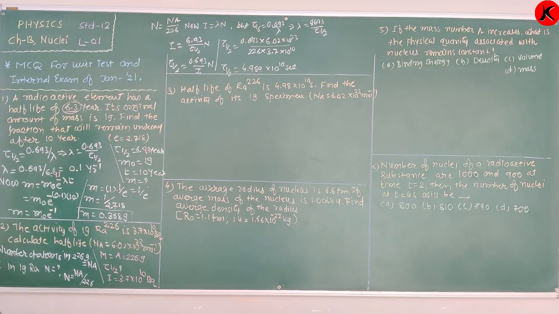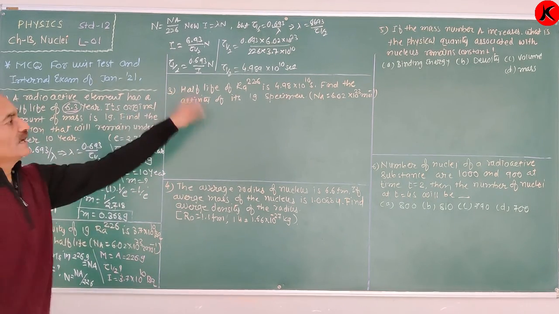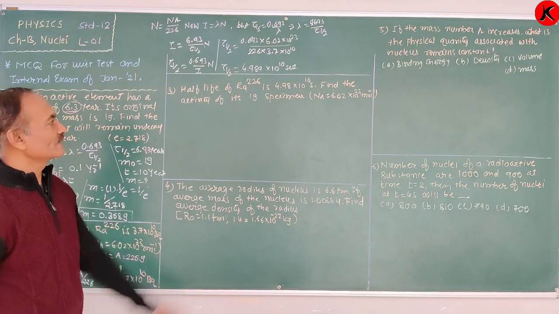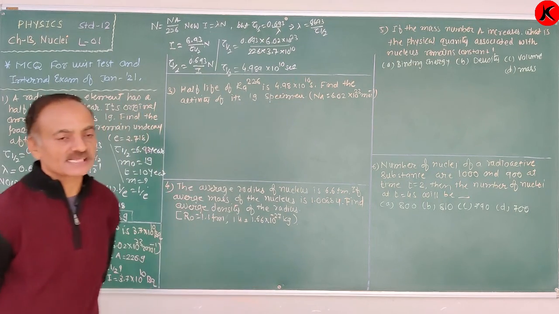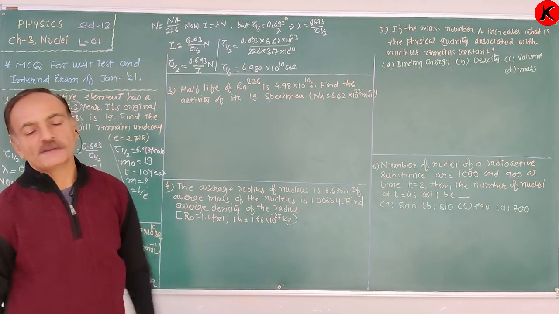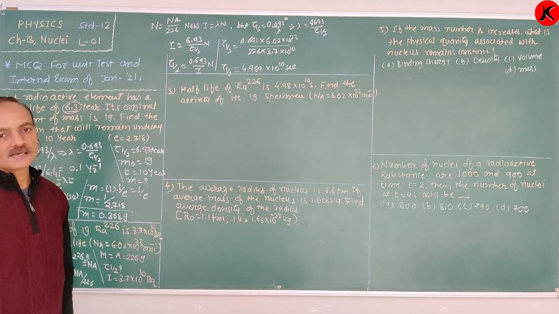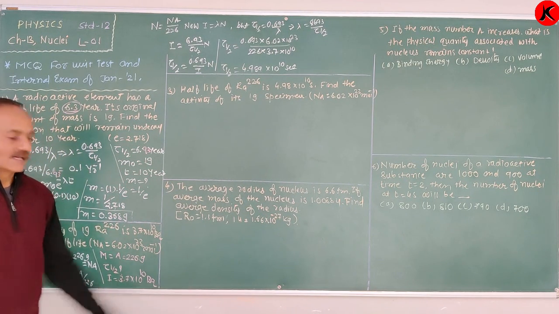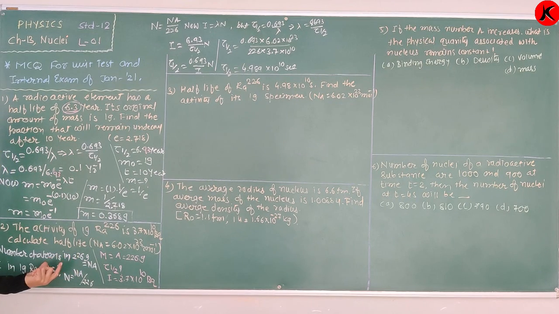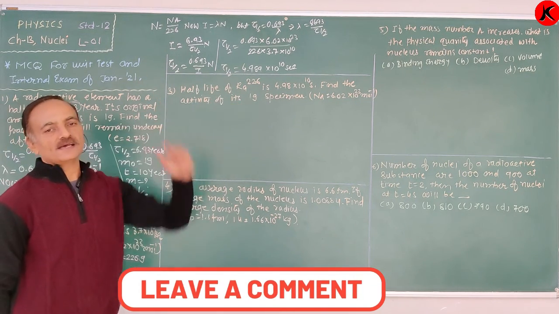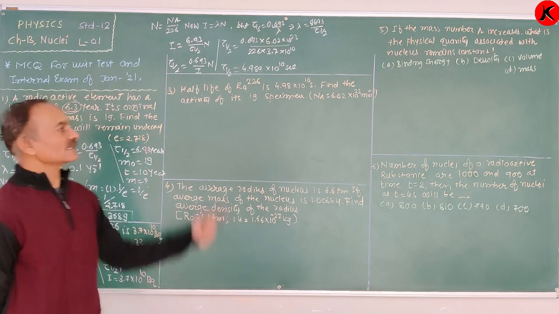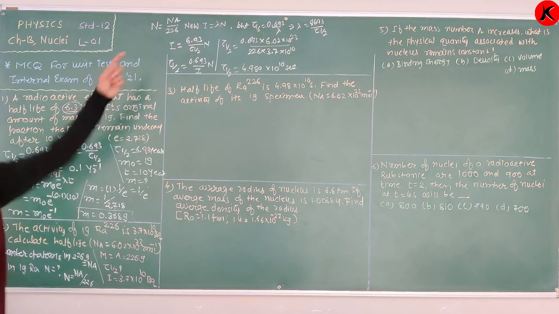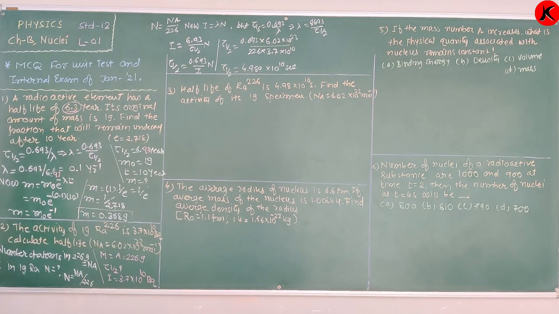Clear? Okay. Now the inverse numerical is also asked in that way. Half-life of radium-226 is given as 4.98 into 10 to the 10 second. Find the activity of its 1 gram specimen. Here the activity was given and we calculated the half-life; here the half-life is given and we have to calculate the activity. Both are inverse to each other. So our answer must be 3.7 into 10 to the 10 becquerel, that is 1 curie.